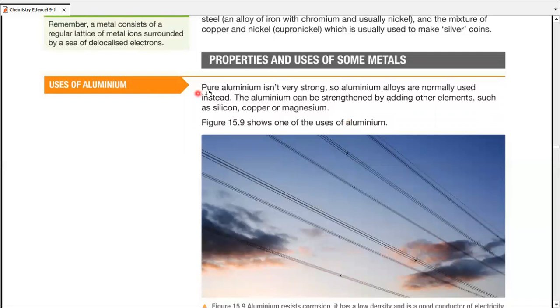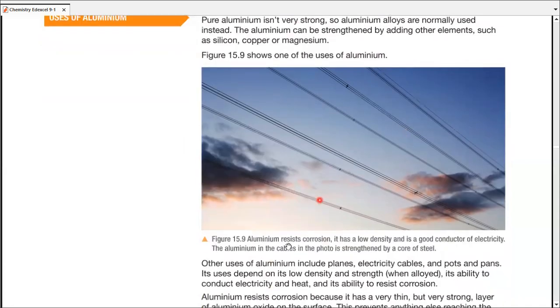Now, uses of aluminum. Pure aluminum isn't very strong. So what do we do? We make aluminum alloys. Aluminum can be strengthened by adding other elements. If we add silicon, copper, or magnesium, we can definitely increase the strength of aluminum. Aluminum can resist corrosion. It has a low density. It is a good conductor of electricity. One thing that it lacks is strength.